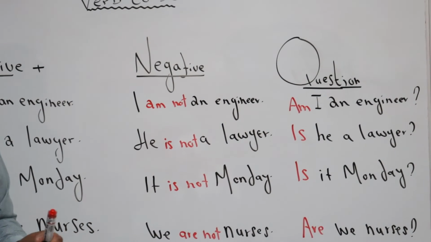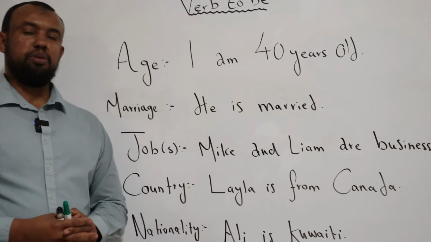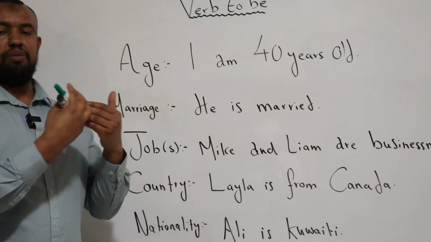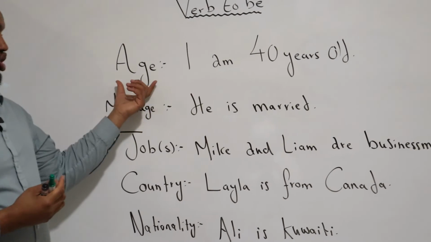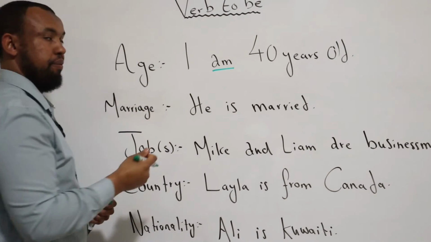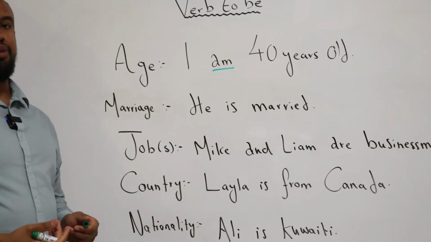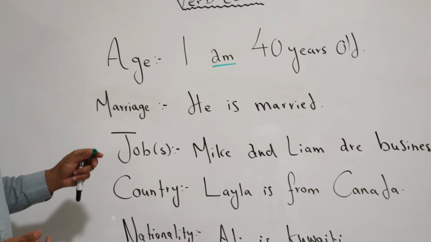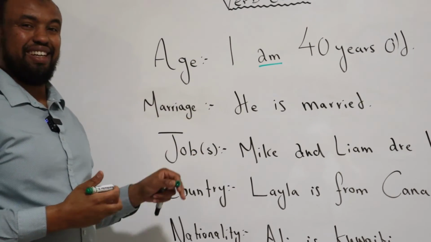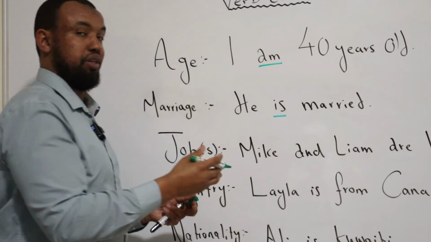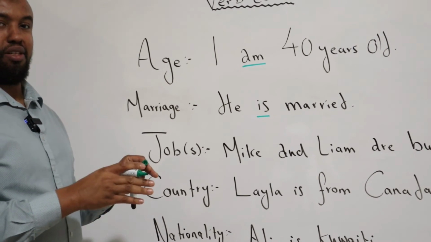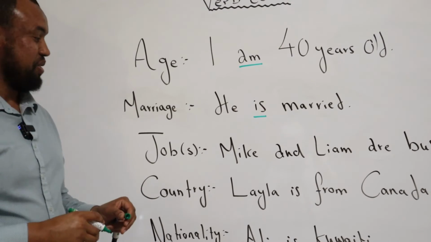Clear so far? Fantastic. We can use the verb to be to tell us something about someone else's life, or even if you want to tell us something about your life. So for example, age. I am 40 years old. So am with I. All right? Good. We can also use it to tell us something about someone's marriage. So for example, he is married. We could say he has been married for 10 years, 20 years, but all we know for sure is he is married, right? Good.